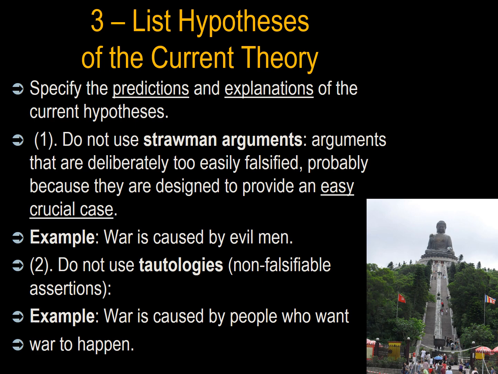The third element of a theory. So you've completed the lit review, and now you want to take an inventory of a list of the hypotheses of the current theory. So here we want to specify the predictions and the explanations of the current hypotheses. We would make a list. Now, an explanation is the mechanic. How does it come to be?